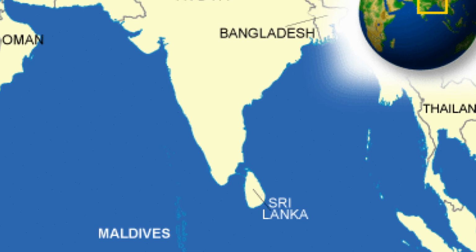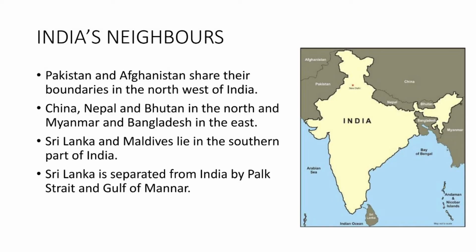And the last but not the least neighbor in the southern part of India is another island, children, and the name of that island is Maldives. So these are India's neighboring countries. Once again: Pakistan, Afghanistan, China, Nepal, Bhutan, Myanmar, Bangladesh, Sri Lanka and Maldives. So here we come to the end of India's neighboring countries.